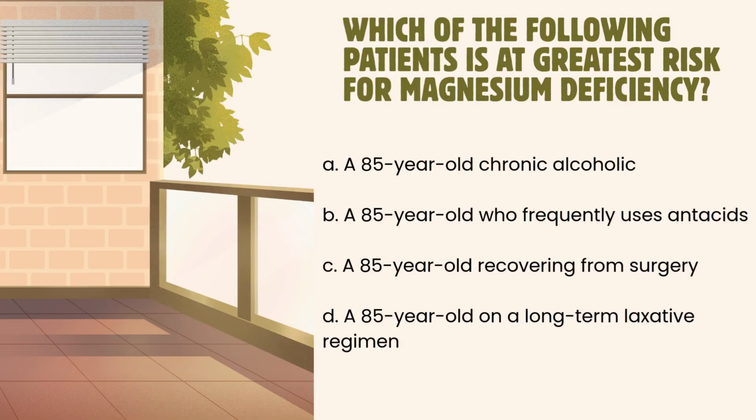Which of the following patients is at greatest risk for magnesium deficiency? A. 85-year-old chronic alcoholic. B. A 85-year-old who frequently uses antacids. C. A 85-year-old recovering from surgery. D. A 85-year-old on a long-term laxative regimen. 5 seconds.